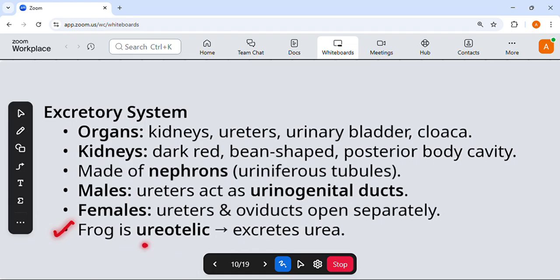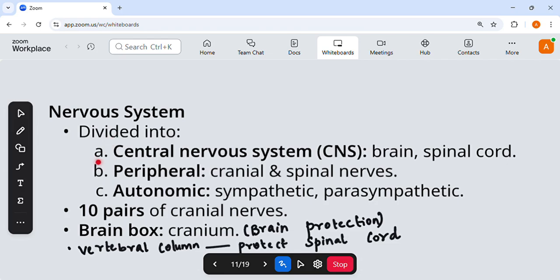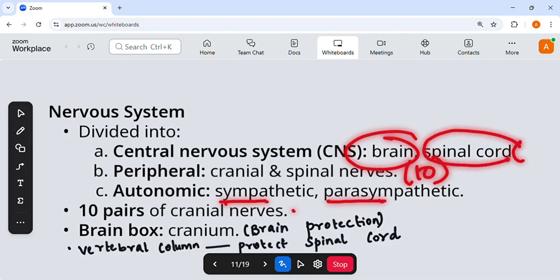Then the frog is ureotelic. It excretes urea. The nervous system is divided into CNS, PNS, and autonomic nervous system. The CNS includes brain and spinal cord, with 10 pairs of cranial nerves and 10 pairs of spinal nerves. Then the autonomic nervous system includes the sympathetic and parasympathetic nervous systems. The brain is protected in a box known as the cranium. The spinal cord is protected by the vertebral column.